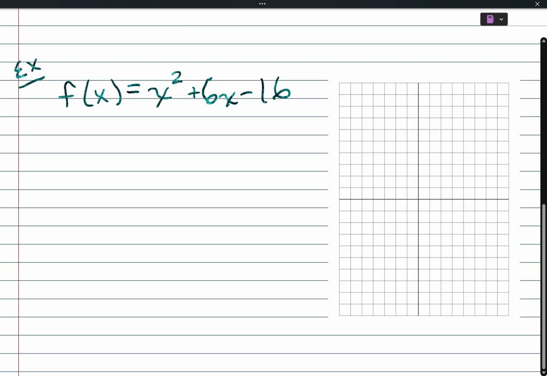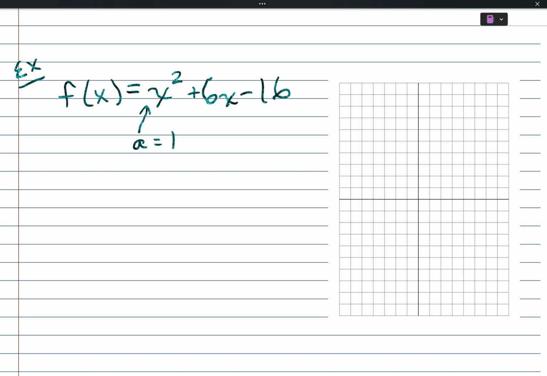So putting everything together that we just discussed, now we can look at our example. Let's say we were told to graph f of x is equal to x squared plus 6x minus 16. Along the way, I'm going to also determine different characteristics of this quadratic function and then graph it. So looking at this, the a value here is an invisible 1.